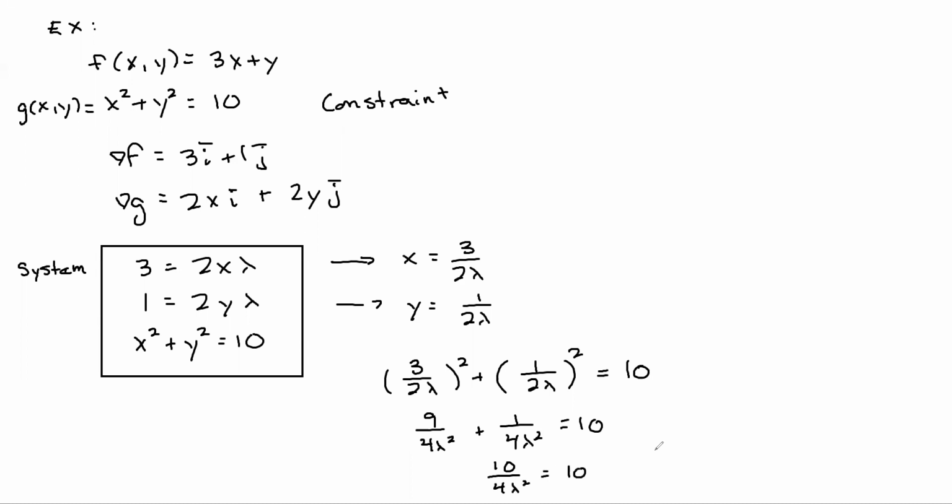And you could flip both sides. You're going to get 4 lambda squared over 10 equals 1 over 10. Multiply both sides by 10. You get 4 lambda squared equals 1. Then lambda equals plus or minus 1/2.